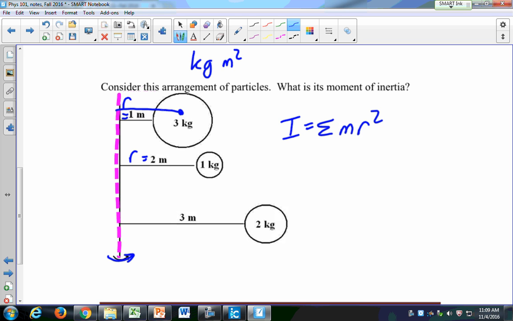So take just a moment and calculate the moment of inertia for these three particles, taking mr squared for each and then summing them up. I'll give you a head start and then I'll jump in there.